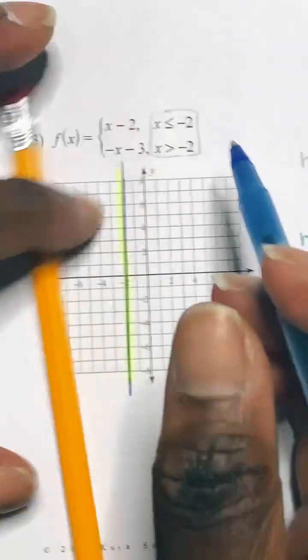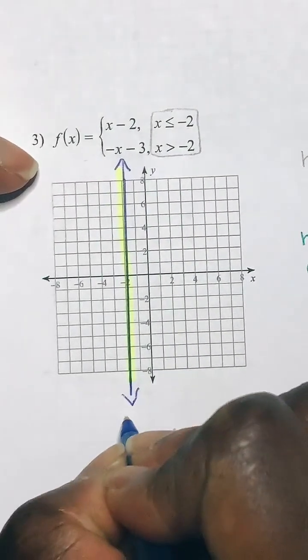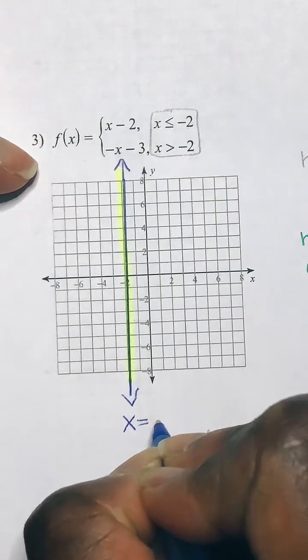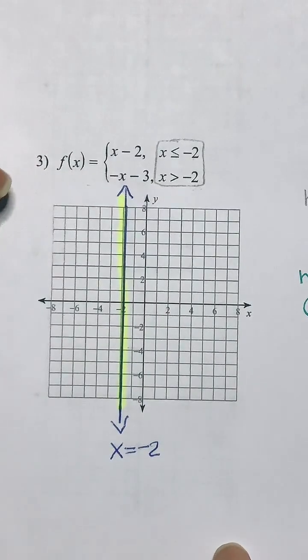Okay, the reason why I have this line is so you know that this is your boundary line. This is when x is equal to -2.